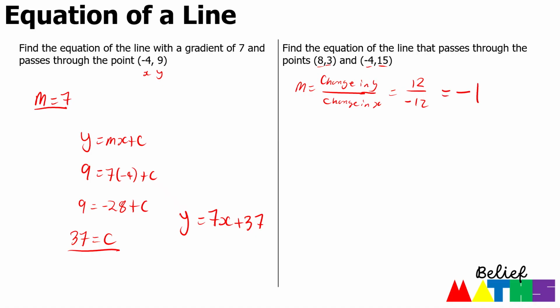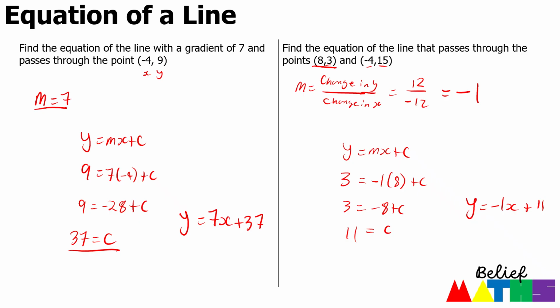And now we do the same thing we did in the left hand side. We can pick whichever point we want, so I'm going to use the first one because there's no negative numbers. And I get y equals mx plus c. Subbing in y is 3, m is minus 1, x is 8 plus c. 3 equals minus 8 plus c. Adding 8 to both sides, c is 11. Final answer then is y equals minus 1x plus 11, or if you want, just y equals minus x, you don't need the 1, plus 11.